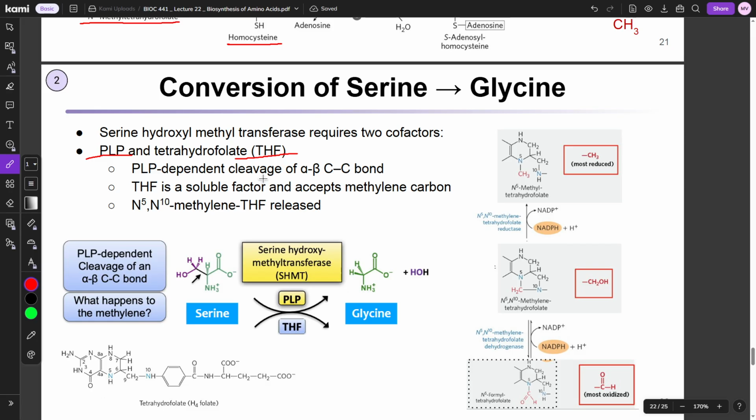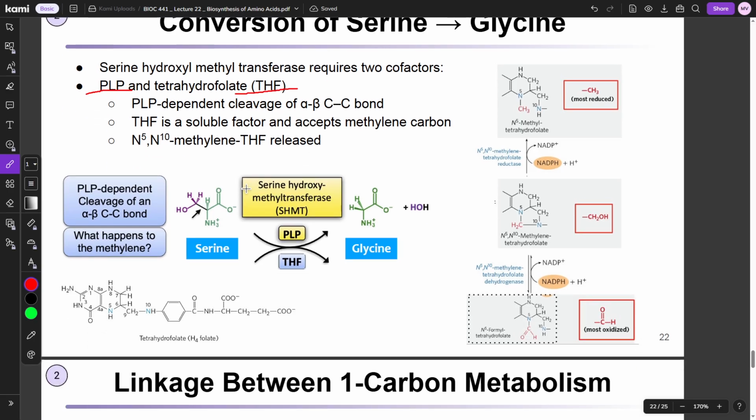And so, essentially what's happening here is, for this, all we're doing, right, is we are removing this carbon here and the water molecule. And so I'm trying to see if they show it.